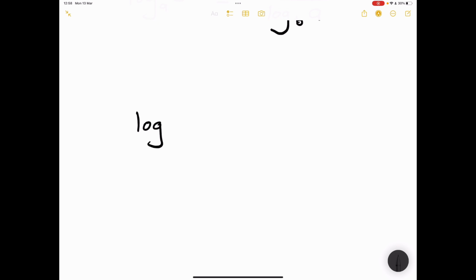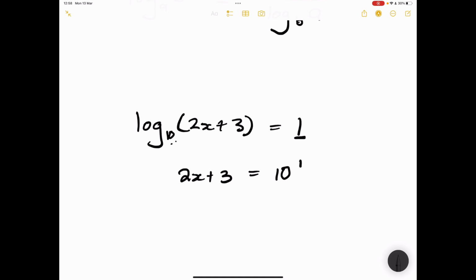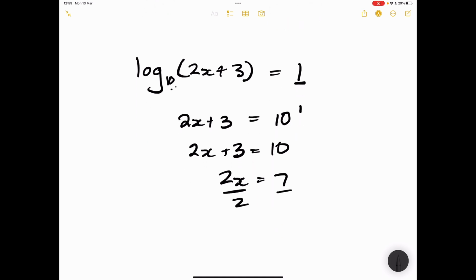So if I take the log of 2x plus 3, which is equal to 1, how do I solve this? In this case, I will need to introduce logs on both sides. Now remember, this would be base 10. So that means 2x plus 3 would be equal to 10, and the 1 becomes your exponent. So that's 10 to the power 1. So 2x plus 3 is equal to 10, and so 2x is equal to 7. In this case, you can divide both sides by 2, and so x would be equal to 7 over 2.